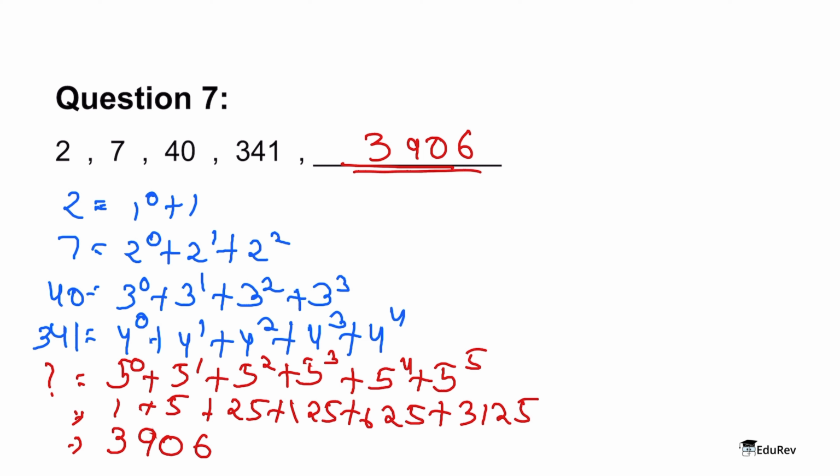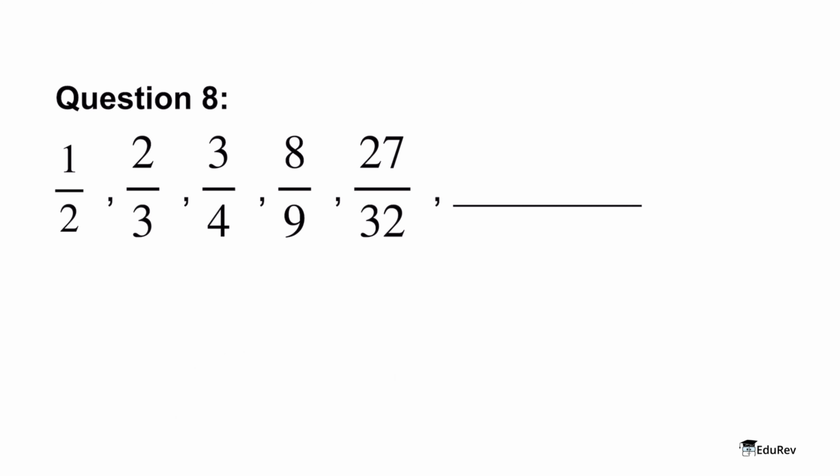So your mind is always open to understanding and putting different logics when you see a series. Okay, great. Now let's move on to question number 8. So basically this is a fractional series. So it's 1 by 2, 2 by 3, 3 by 4, 8 by 9, 27 by 32. Now this is a very easy pattern being formed. Okay, and I'm sure that all of you would be able to do it on your own, if given a couple of minutes. So go ahead, pause the video and try doing it on your own.